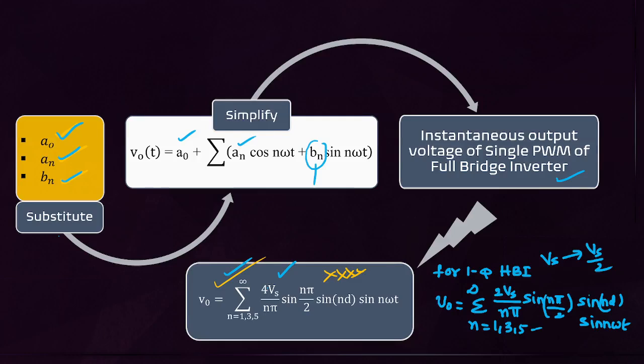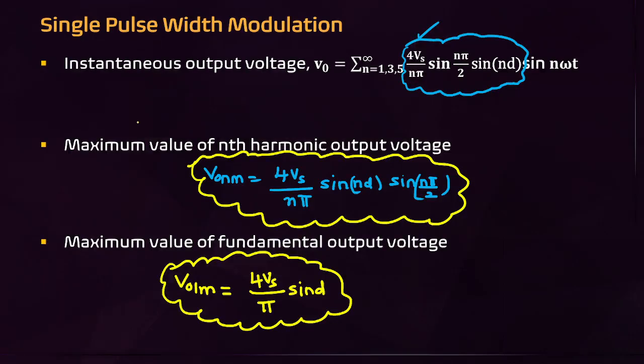Then summation n equal to 1, 3, 5 up to infinity, 4 Vs by n pi, sin n pi by 2, sin n d, sin n omega t. This is the output voltage, friends, that you have to consider. Then from this, you can write so many formulas. What is the maximum value of the nth harmonic output voltage? What is the maximum value of the fundamental? This is also very important.